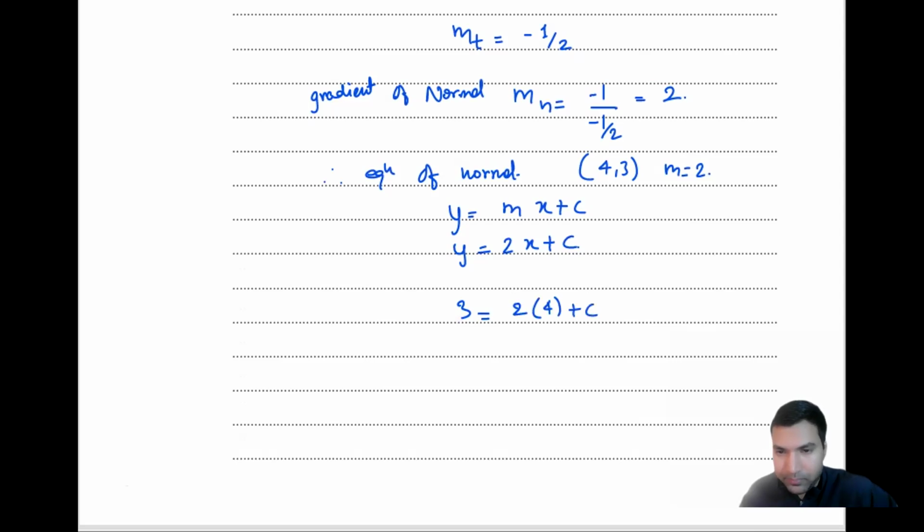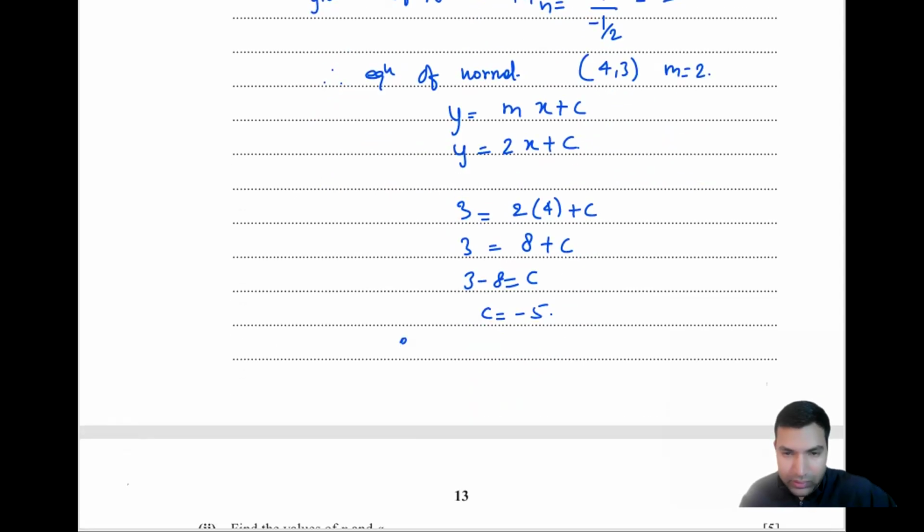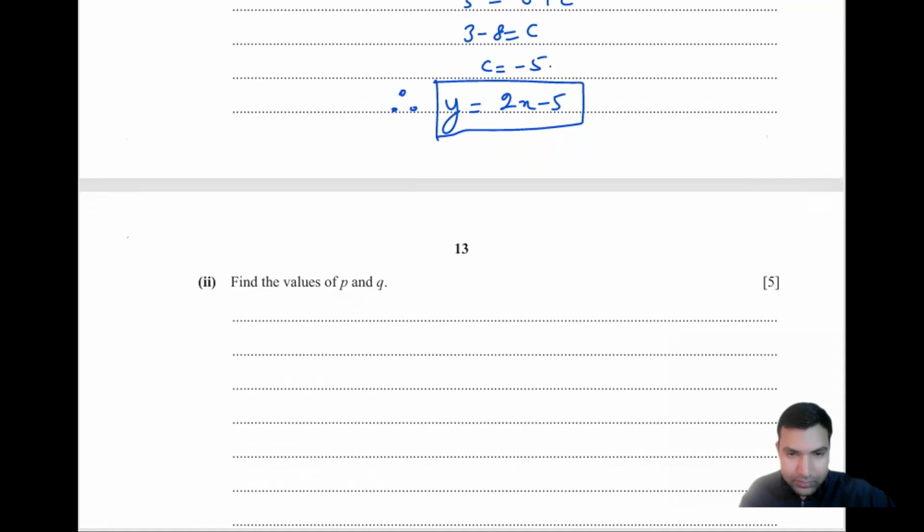So 2 times 4 plus c. So this becomes 3 equal to 8 plus c, or 3 minus 8 equal to c, or c is equal to -5, right? And therefore the equation of the normal is y equal to 2x minus 5. That is the answer. I hope it is clear to you. Okay, y equal to 2x minus 5.